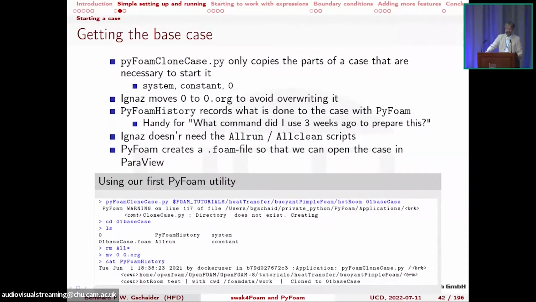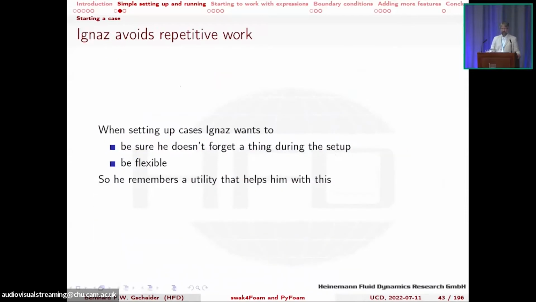That's basically, PyFoamCloneCase copies a case to a new location, but it does so by selectively copying just the files that you really need to set up the case and to start the case. It says, okay, there are 7 terabytes of simulation data there. I will ignore these. I will just take the constant, system, and 0 directories and the additional directories that the user specified.